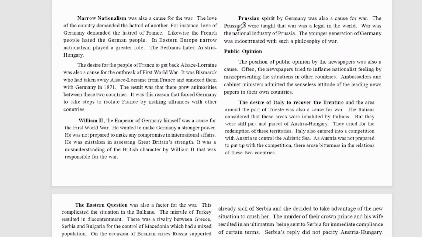And narrow nationalism was also a cause of the war. Narrow nationalism: the love of one's country demanded the hatred of another. For instance, love of Germany demanded the hatred of France. Likewise, the French people hated the German people. In Europe, narrow nationalism played a great role in World War One. And the Serbians hated Austria-Hungary.